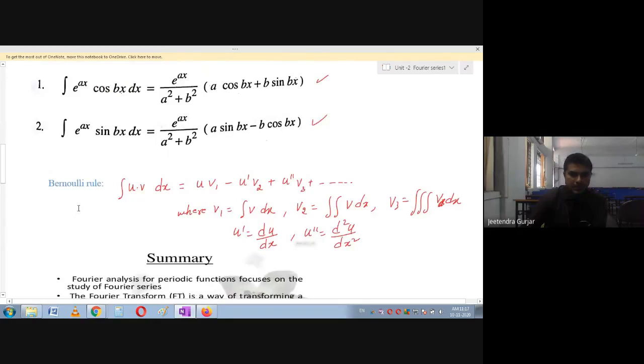Again, we are going to use a very simple formula, that is Bernoulli's rule. Many applications are there in this product of integration. So integration of u times v dx is equal to: keep u as it is, v1 is integration one time, minus u dash, which is differentiation one time, v2 is 2 times integration, u double dash is 2 times differentiation, v3 is 3 times integration, and so on. So I have written here v1, v2, v3, u dash, u double dash.